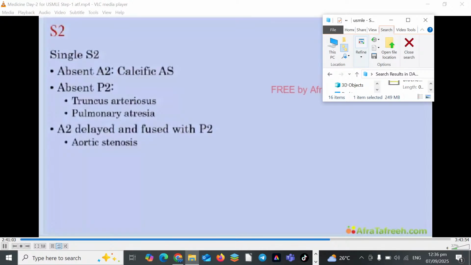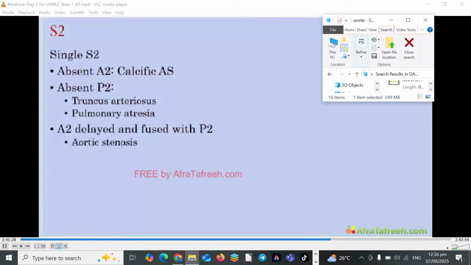So conditions where there is a single first heart sound, a single second heart sound, would be either the aortic component is soft or missed, or the pulmonary component is soft or missed, or both are happening at the same time and the split is lost. These are the three ways you can have a single second heart sound.